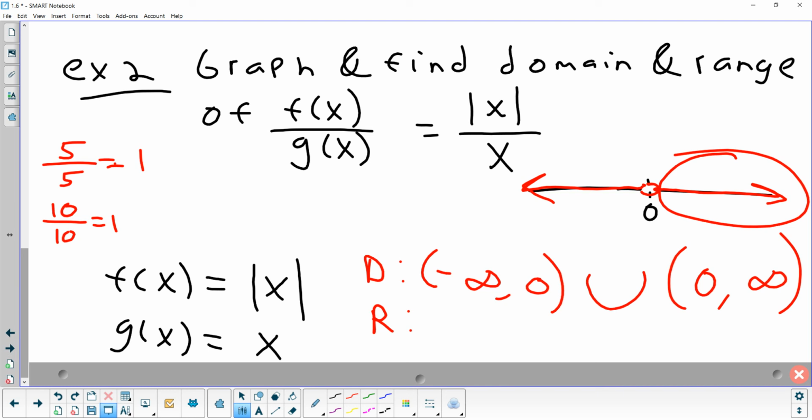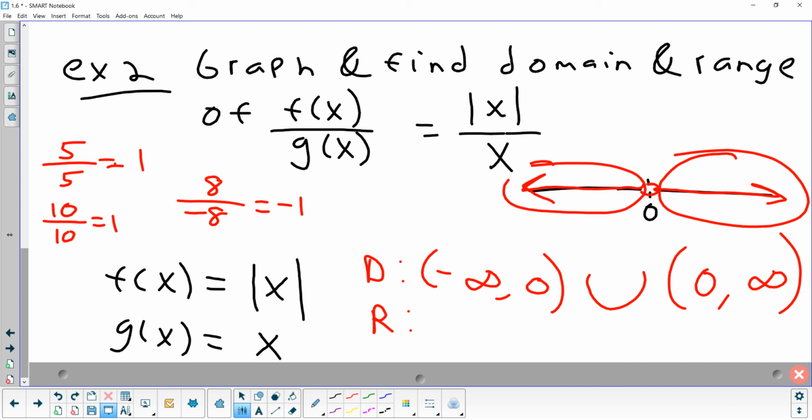Let's try plugging in a number in this section. Let's try negative 8. If I plug negative 8 into the top, what do I get? 8. And what if I plug negative 8 into the bottom? Negative 8. And that's negative 1. So if you plug in a number from the negative section, the answer always comes out to negative 1.